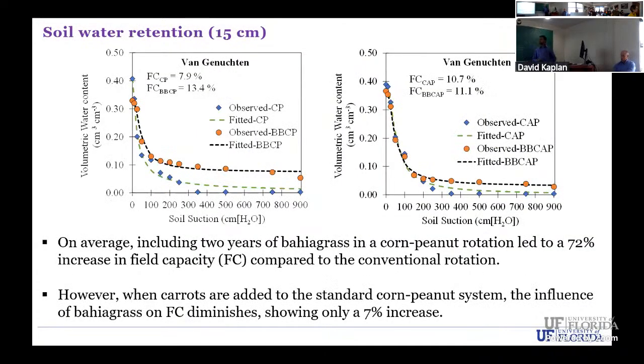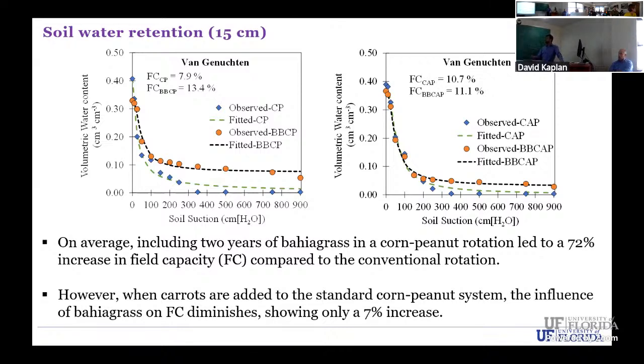We also looked at the soil water retention. We developed the soil moisture characteristic curve by taking soil core samples and running them with pressure plate apparatus. Bahiagrass in the corn, peanut rotation led to a field capacity increase of 72%. Again, it's short term. Again, I want to say that this is compared to the conventional system.